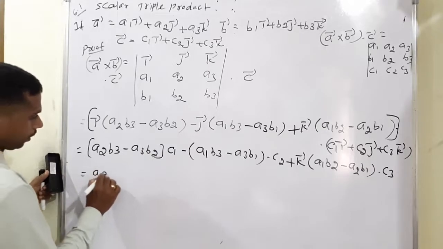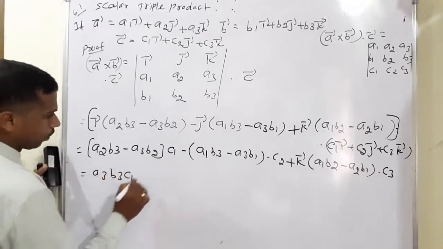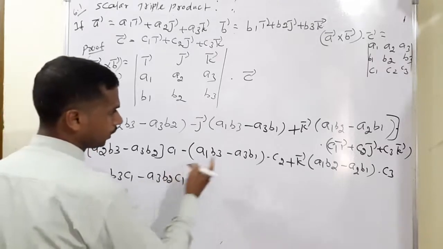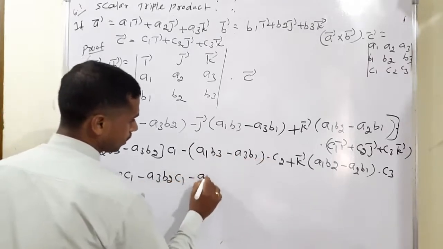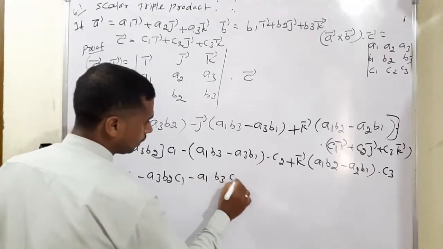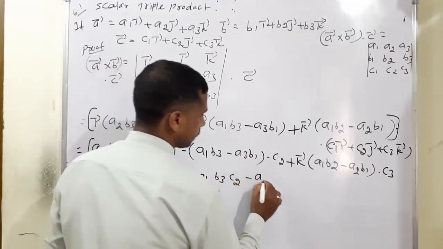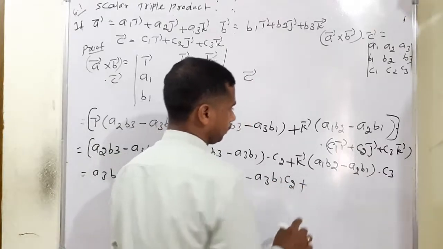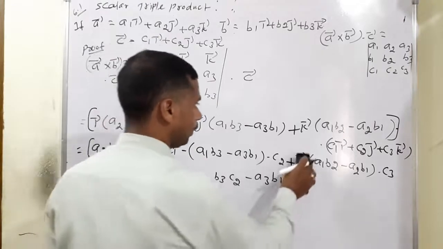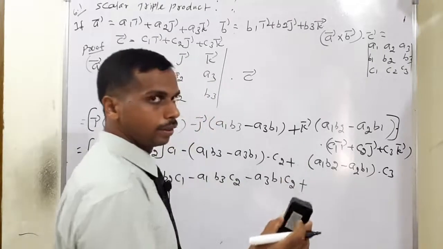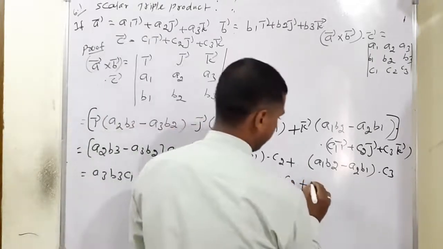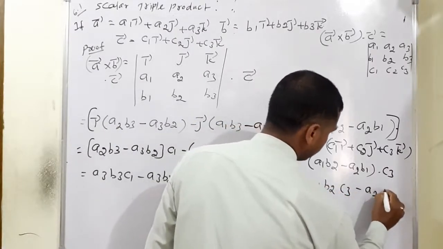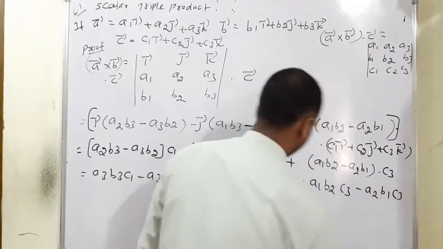Now each and every term, completely first term multiply with C1, what will happen? A2 B3 C1 minus A3 B2 C1. The next condition into C2, minus A1 B3 C2, then minus A3 B1 C2. No need for the k term, because k vector dot k vector means value we have 1. Again A1 B2 C3 minus A2 B1 C3.